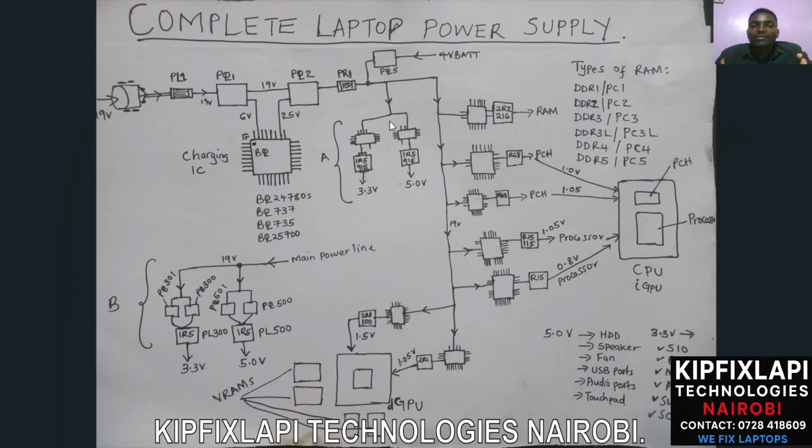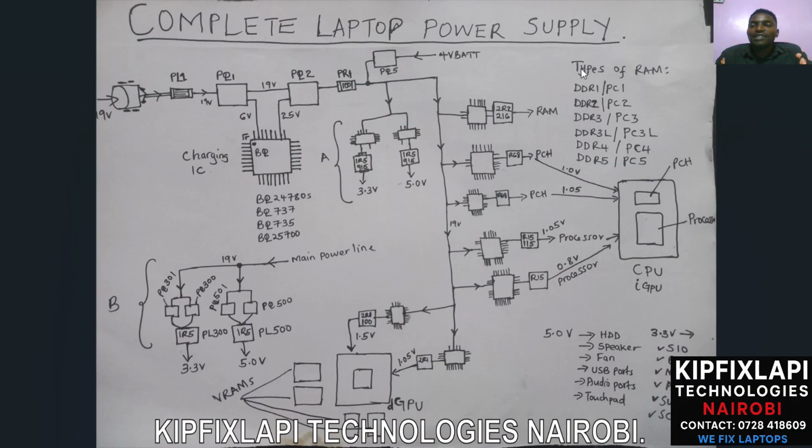Then from the first step down, you will have the second step down. So these are the second step down voltage. In this second step down, you will have the controller, then you have the inductor, then we get the output. The input of this circuit is 19 because that's the main power. Then we'll have the output voltage depending on the type of RAM which that laptop is using.